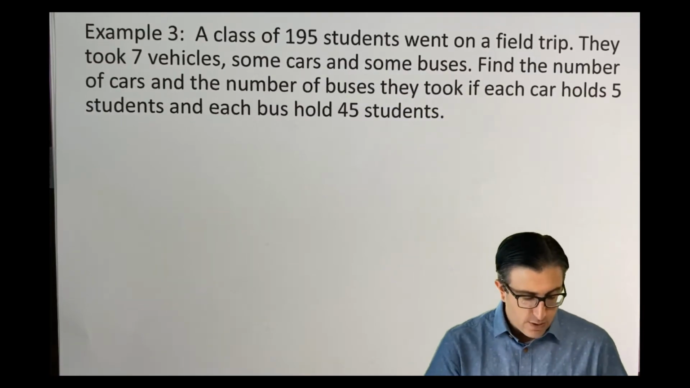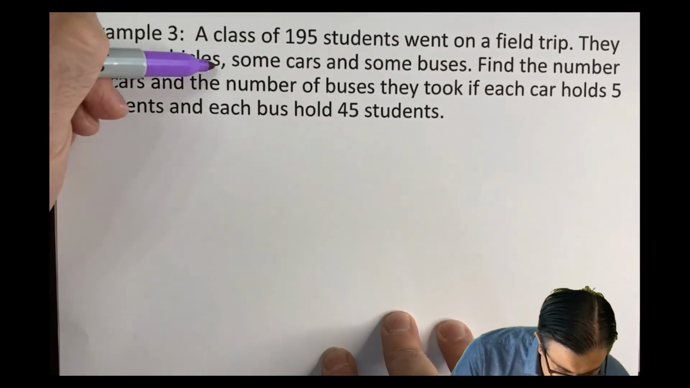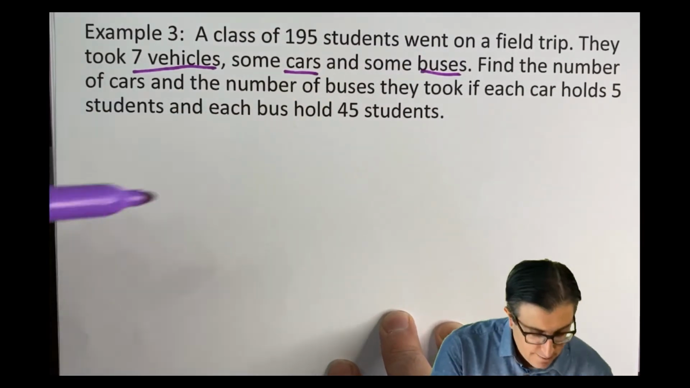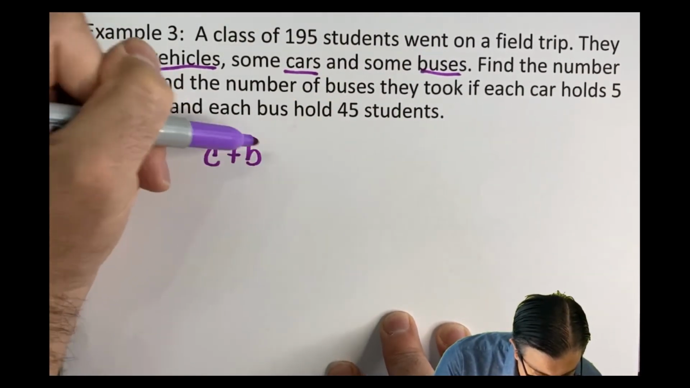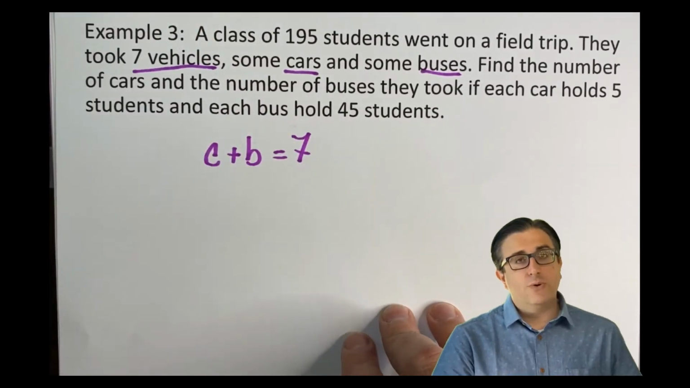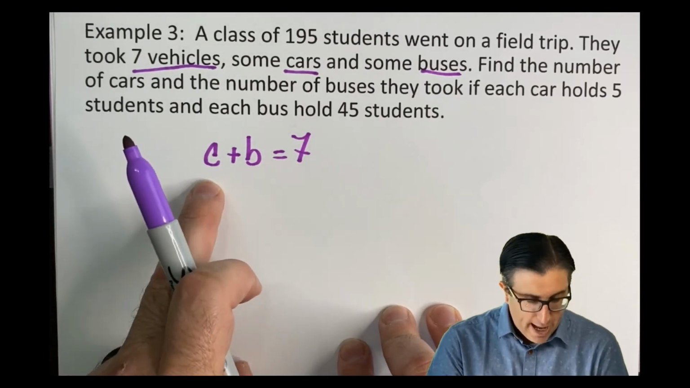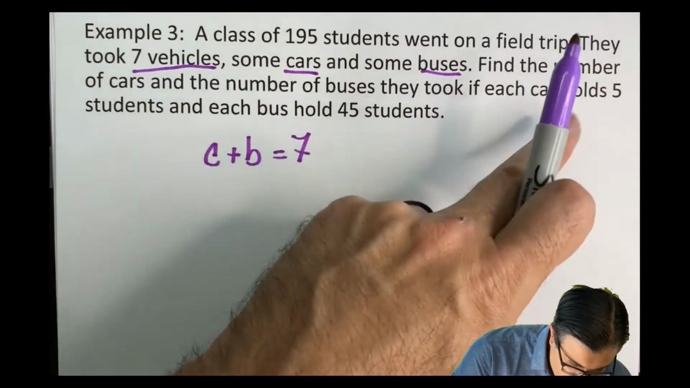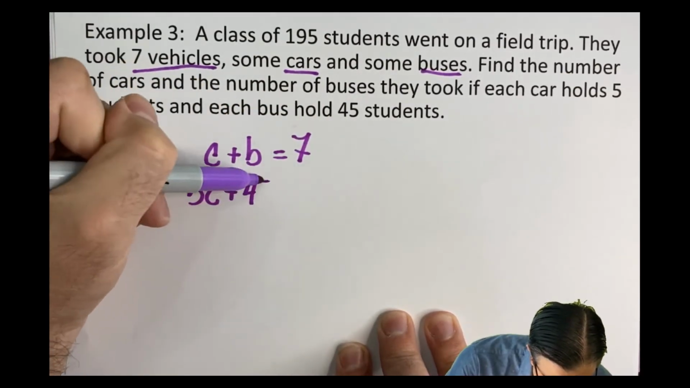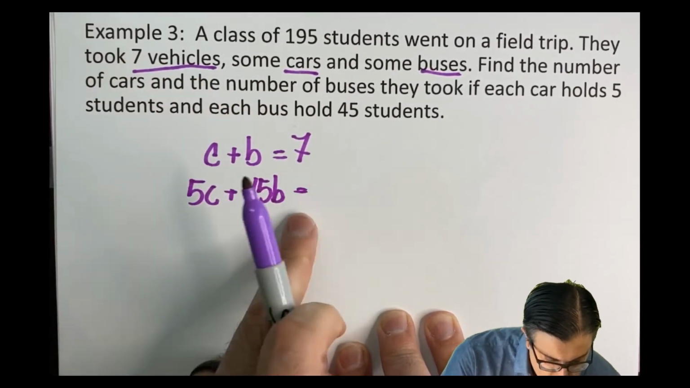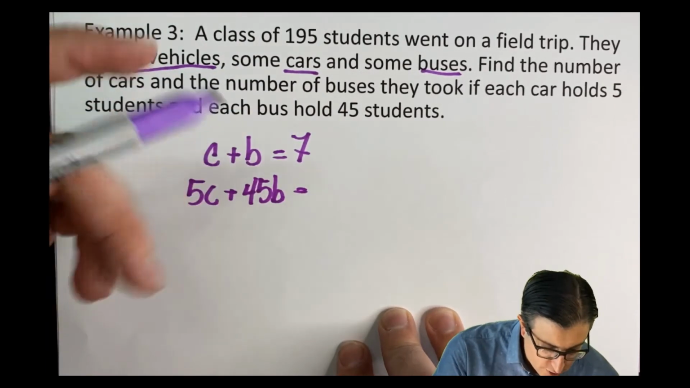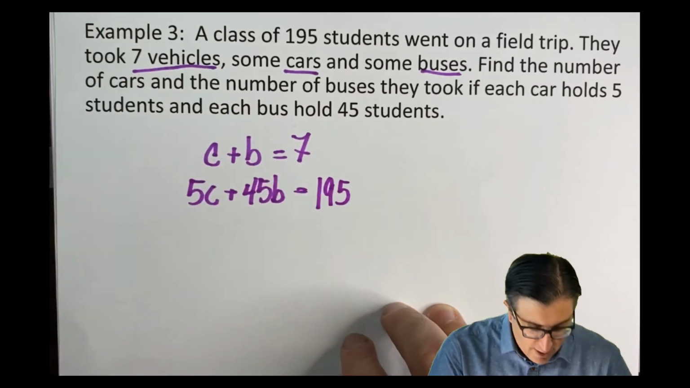Let's talk about the vehicles on the school trip first. There are 7 total vehicles. Some of them are cars, some of them are buses. So I know cars plus buses is a total of 7 vehicles. There are also kids going on this trip, students. How many fit in a car? Well, if you look, there are 5 in the car. There are 45 in the bus, and this equation is dealing with students, the total amount of students that goes on the trip is 195.